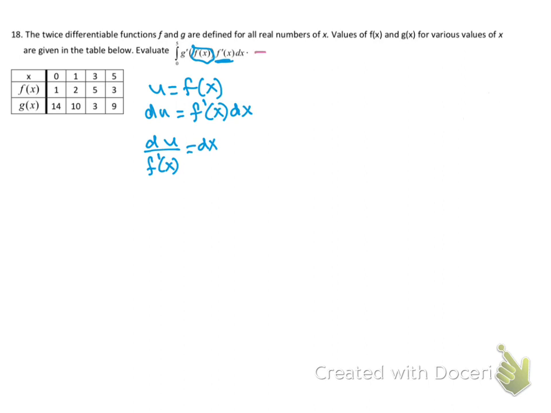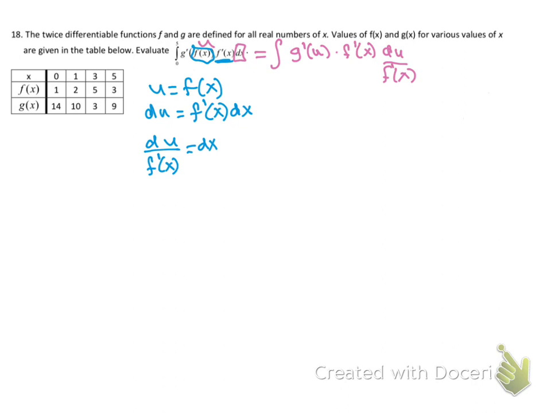So now I'm going to plug some stuff in. I'm going to take the integral of g prime of u. I'm going to plug in u for that f of x. Then I have times f prime of x. For the dx, I can plug in du over f prime of x. You can see that those f primes are going to cancel.